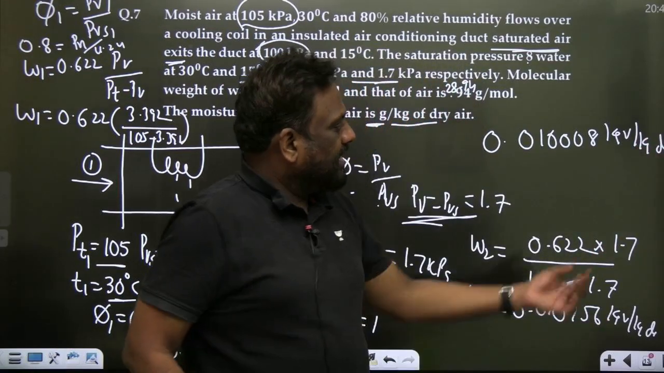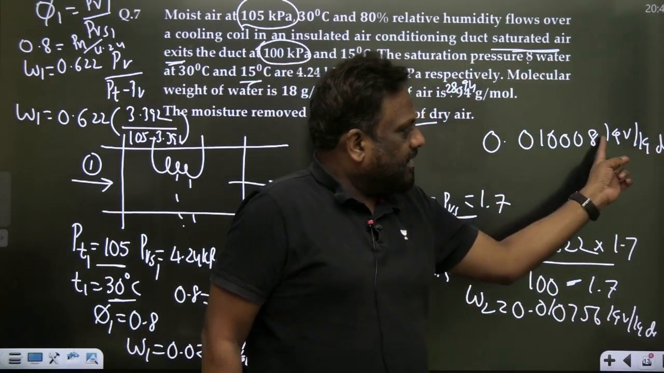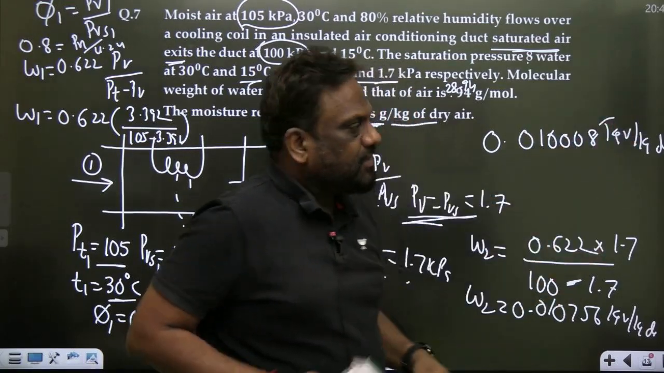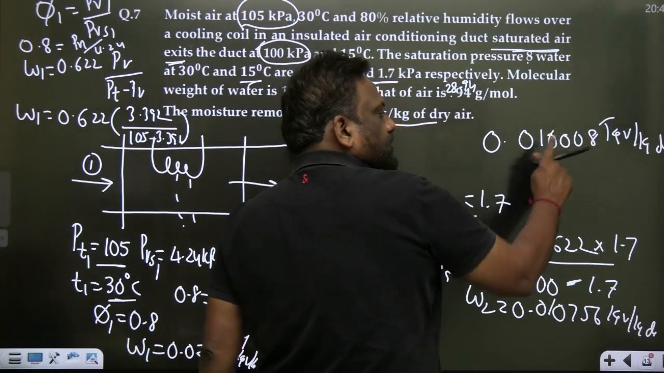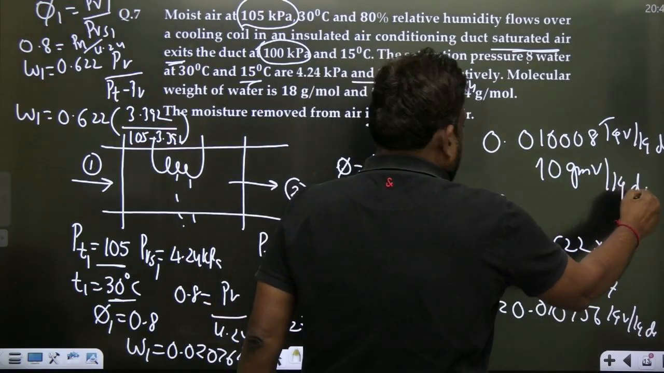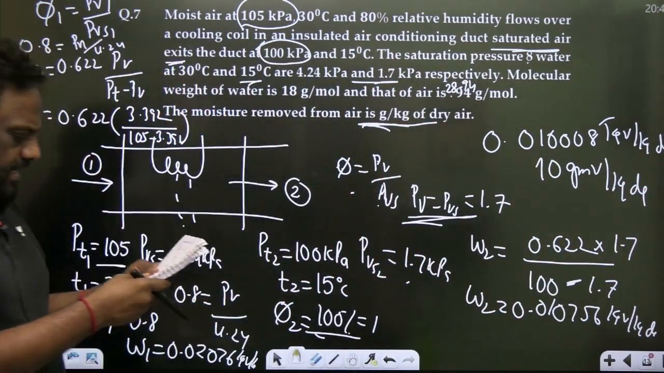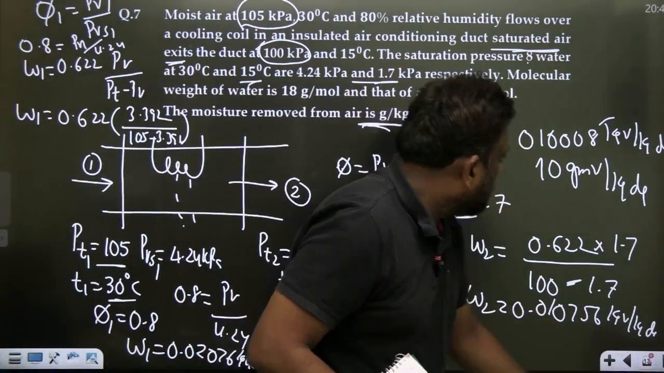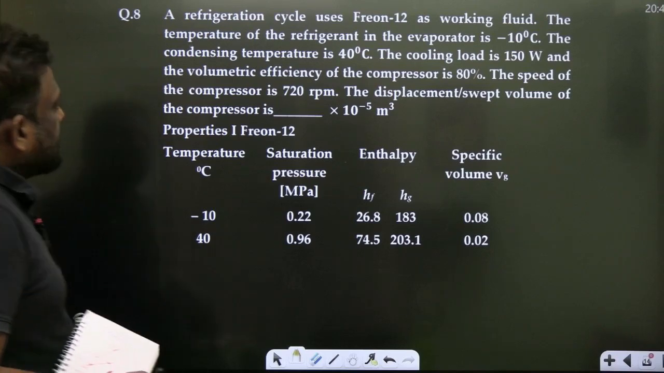But please note that the denominator is the same, per kg dryer, but he is asking for grams of vapor. So 1 kg can be written as 1000 gram. If I multiply by 1000, this will be 10 gram of vapor per kg of dryer, because he is asking in grams. Therefore the answer is 10. Very good, sirs. Wonderful. Now let's take this question.